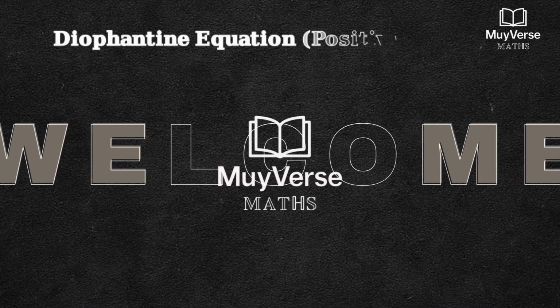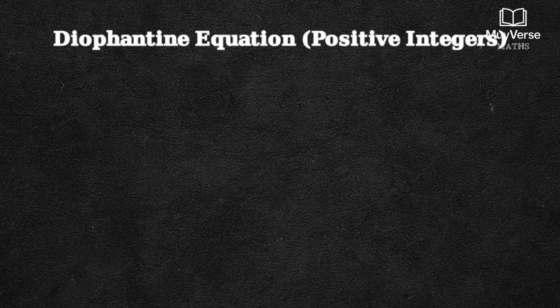We will solve a simple Diophantine equation with a fast visual cue. First, the problem. a squared minus b squared equals 19, where a and b are positive integers.